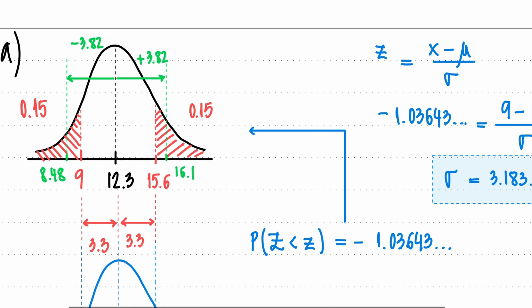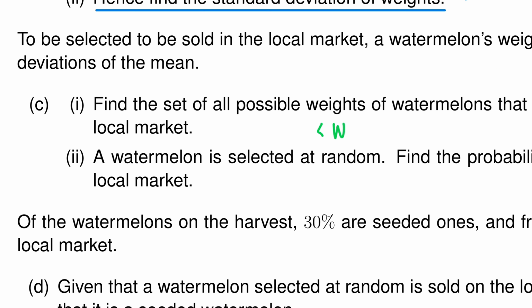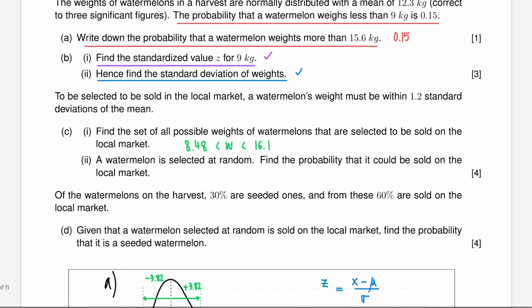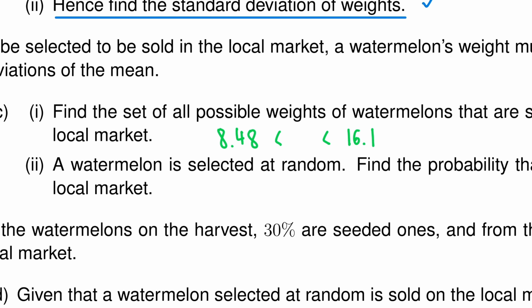Therefore, 3.82 to the right and 3.82 to the left, given that the center is 12.3, means from 8.48 to 16.1. So we can write it as an interval. 8.48 is less than W, which is less than 16.1. And let me actually change this W to X because we are calling the weights of watermelons X. So there you go. This is the interval.